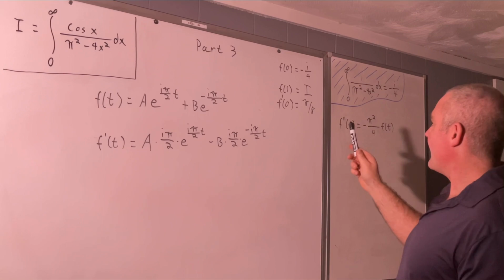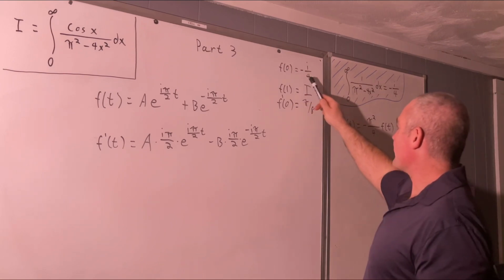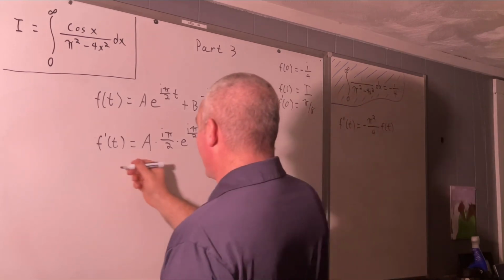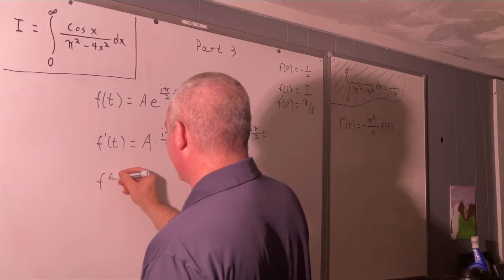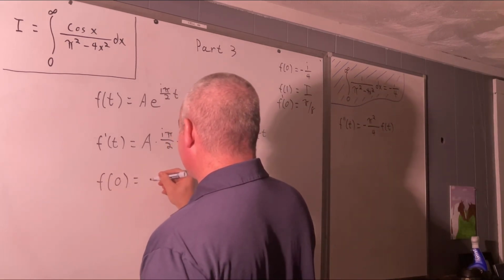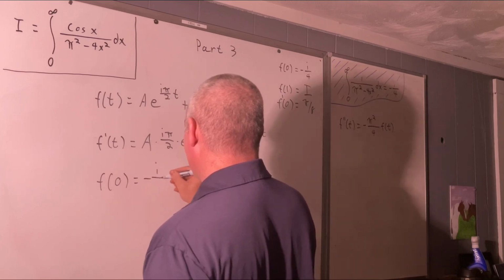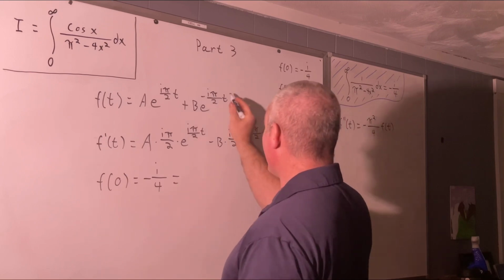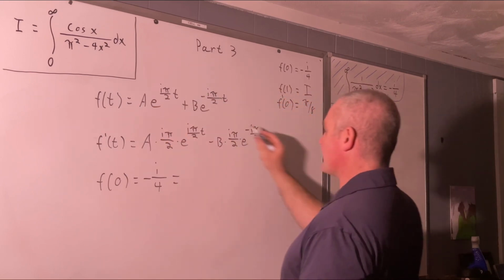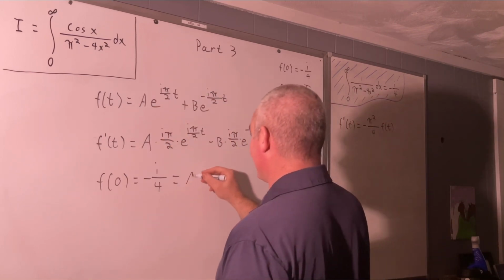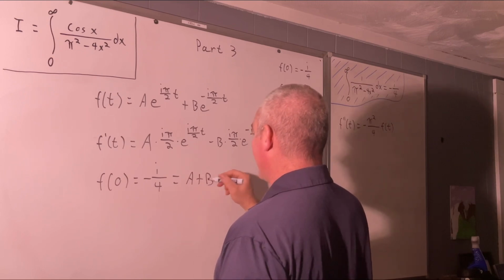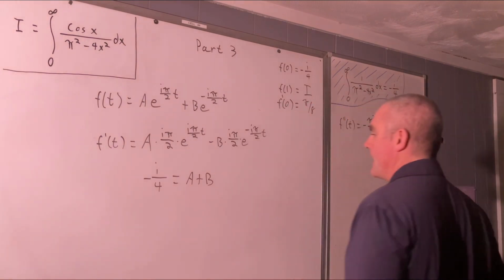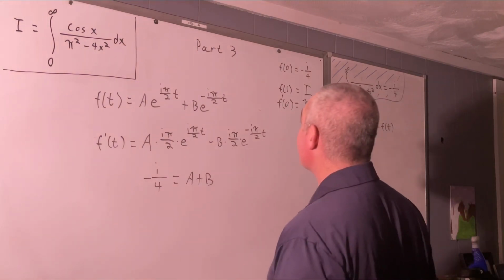So now let's use f of 0 equal to negative i over 4. All right, so f of 0 is equal to negative i over 4, which in turn is equal to this thing when t is 0. Well, what's that? That's just going to give us a plus b. So negative i over 4 is equal to a plus b.